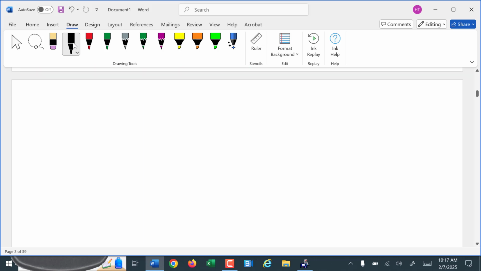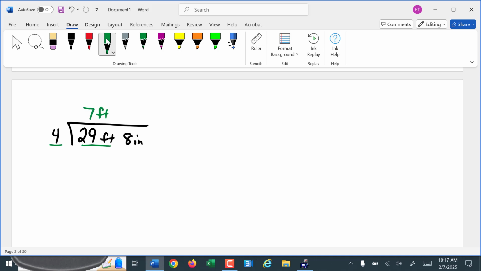Finally, division. Let's say we have something 29 feet, 8 inches long, and we have to cut it into 4 equal pieces. 4 goes into 29 how many times? 7? What's 7 times 4? 28. So there's 1 foot left over.